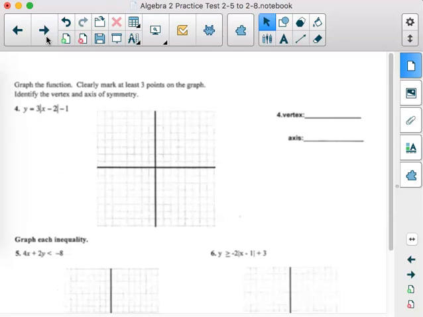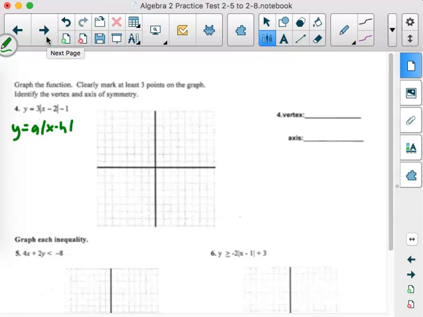Graph the function. Clearly mark at least 3 points on the graph. Identify the vertex and the axis of symmetry. Well, of course we will. We want those things. So I see that it's absolute value. And I put my little formula down there. And if we're going to graph, what should we find first? Yeah, the vertex.